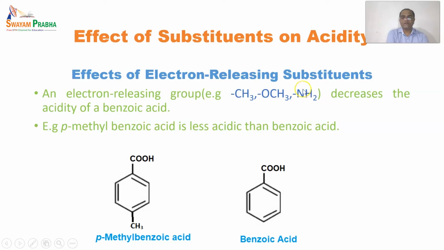And also in the case of an amine, nitrogen has a lone pair of electrons, and this lone pair will destabilize the ring, or reduce the acidity of benzoic acid, because it is electron donating, having a lone pair of electrons. And similarly, this CH3 does not have a lone pair of electrons, but it has the ability to release electrons because it comes under the category of electron releasing substituents.